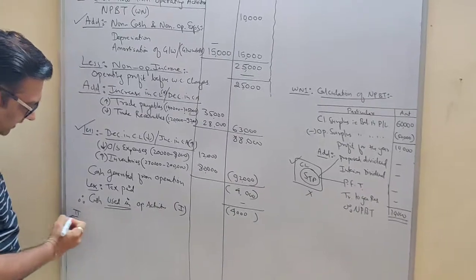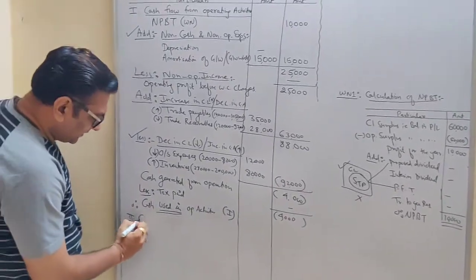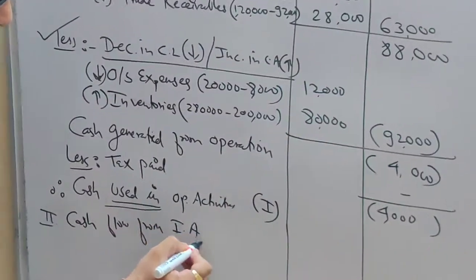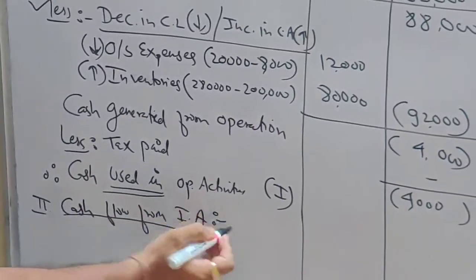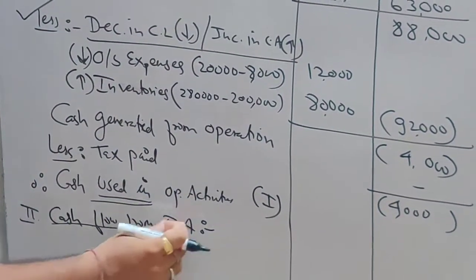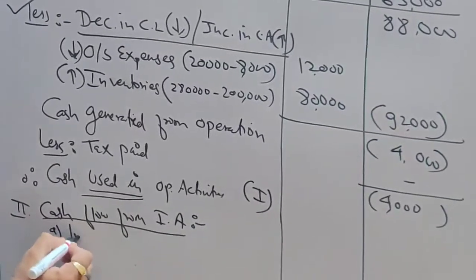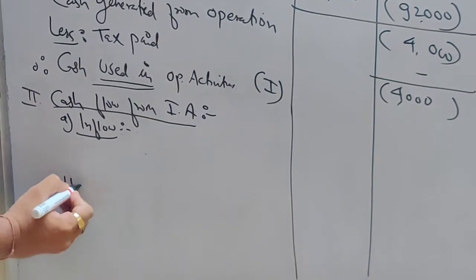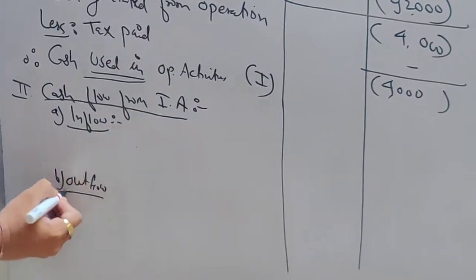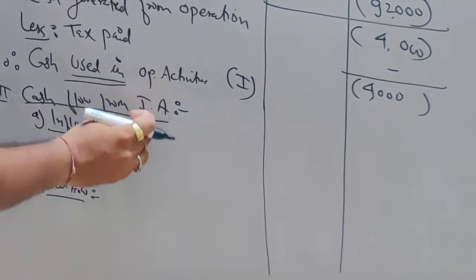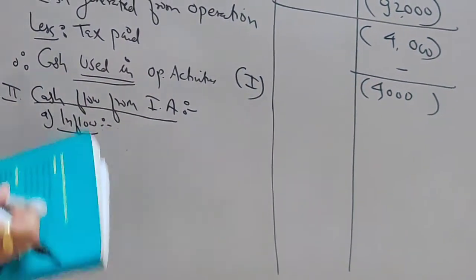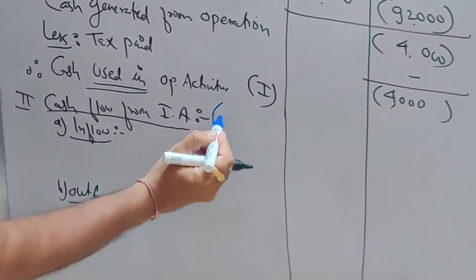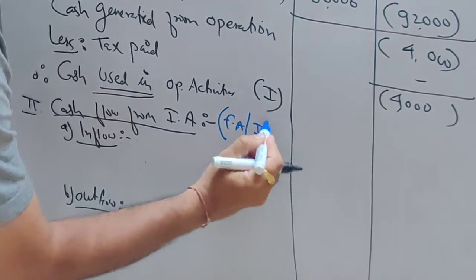Now we are continuing with the second part of cash flow statement. This is cash flow from investing activity. You have to continue with your second activity now. We write investing activity into 2 parts, inflow and outflow. So for investing activity, tell me students, if you remember, what are the keywords? What comes under investing activity? The keywords are fixed asset and investment.